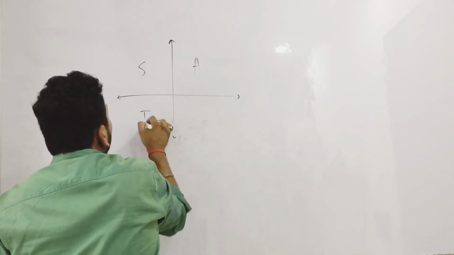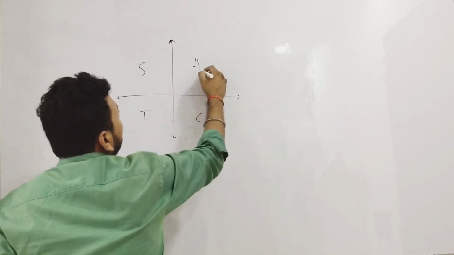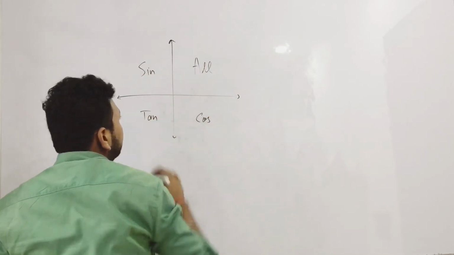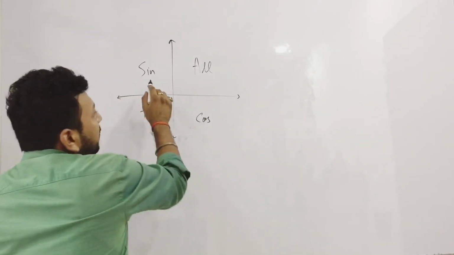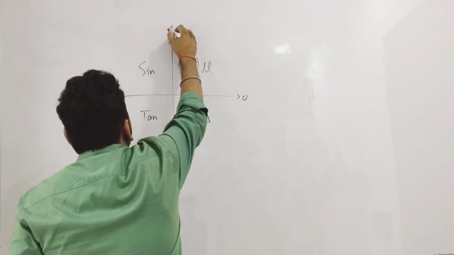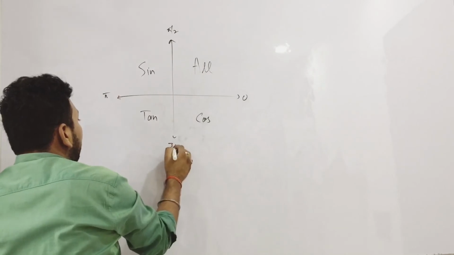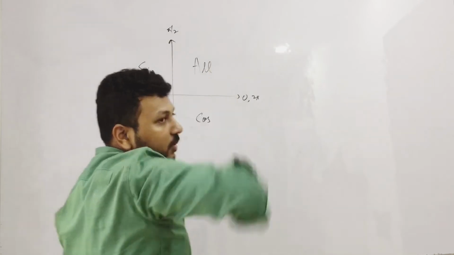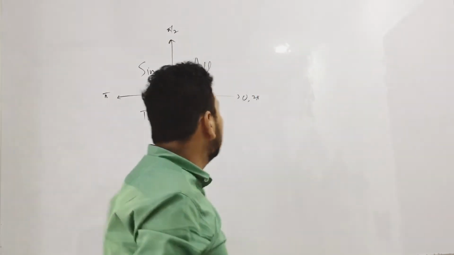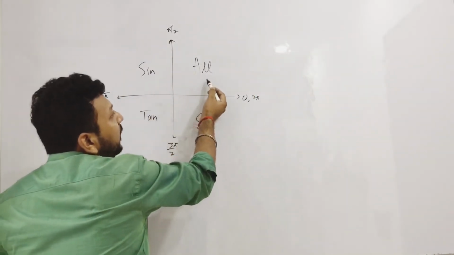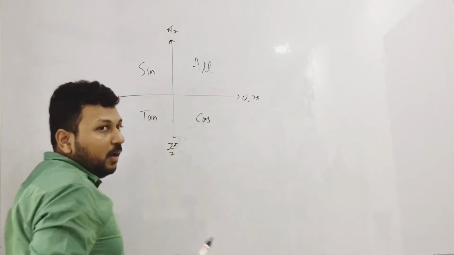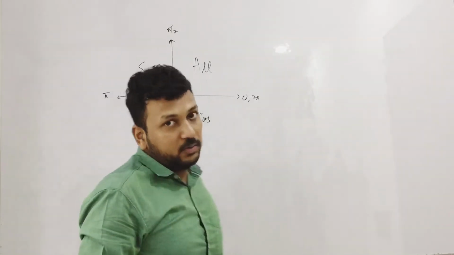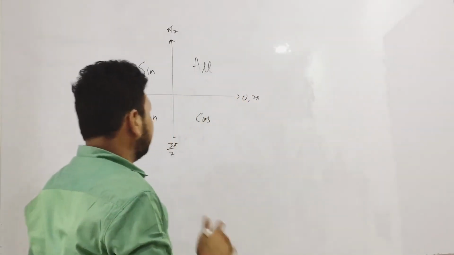After school to college: A is for all, S is for sine, T for tan, C for cos. In this quadrant, this is 0, this is 90 (pi by 2), this is 180, 3 pi by 2, and this is again 2 pi. Similarly, the whole circle will repeat itself. Here all the ratios are positive. Here sine and cosec are positive. Here tan and cot are positive. Here cos and sec are positive. So this is how it is.